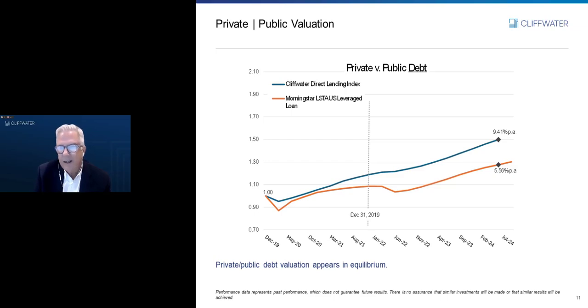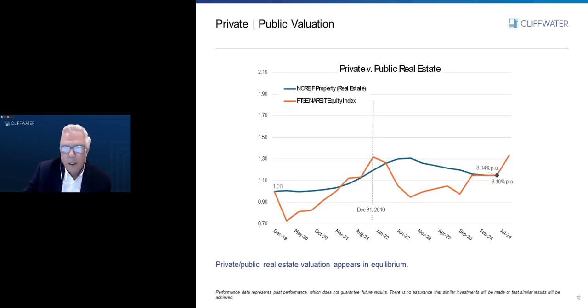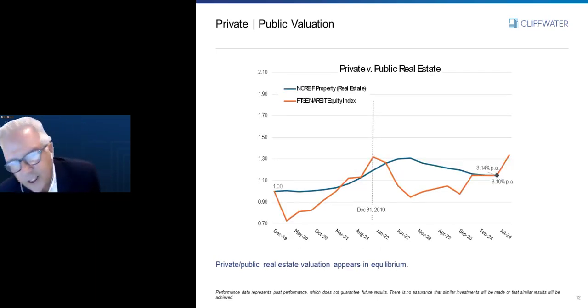But again, never convergence to the private return, because long term there's a significant delta. In this case, 4%, but generally ranges between 3 and 5% delta between public and private debt. Okay. Let me go to finally real estate.